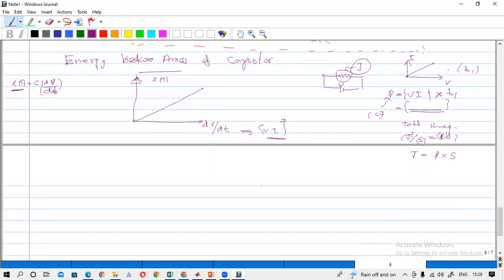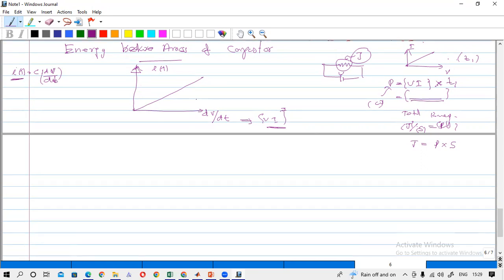Anyway, this is the VI characteristic of the capacitor we are given in this way. So you know that the current is varying with respect to time like this.